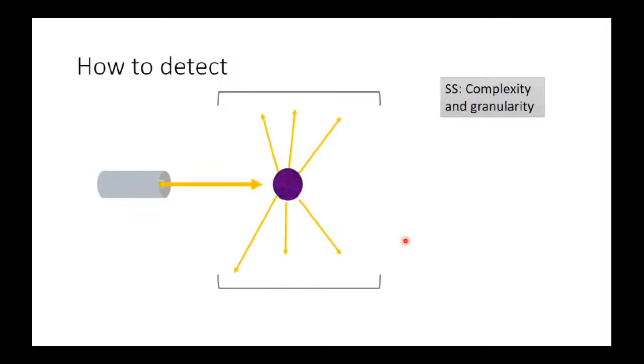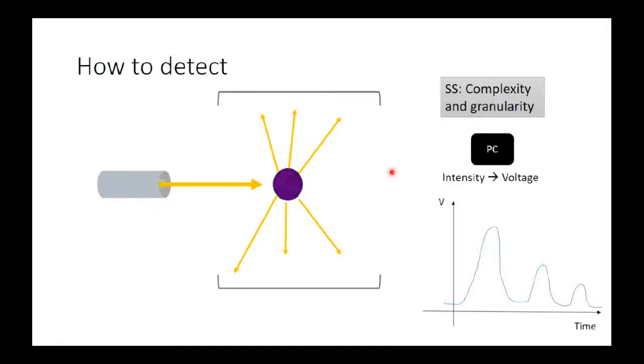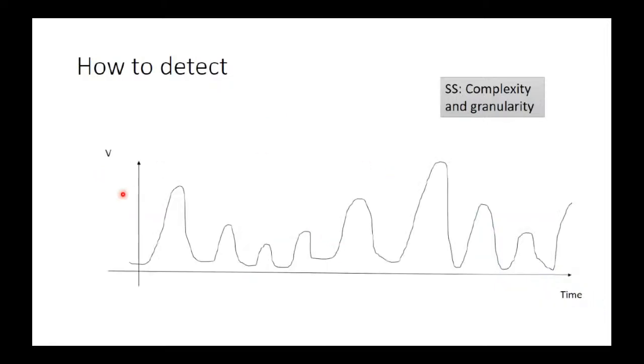Similarly to what we saw in forward scattered light, the detectors are connected to the PC, which is going to convert the intensity of light into voltage, and then I will get something similar to this. So the side scattered light data will be similar to the forward scattered light data. The complex cells will give me a high peak, and the simple cells will give me a small peak.